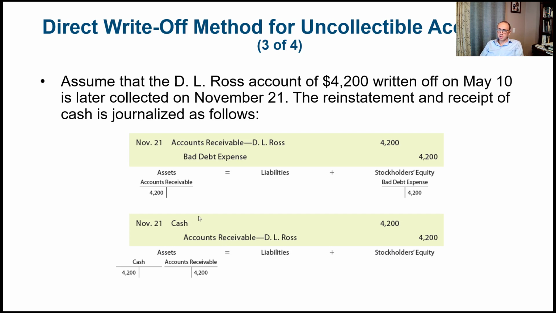And now we're making the collection, so we debit cash and we credit accounts receivable. We debit cash because cash is increasing and it's an asset, so it goes up on the debit side. We're canceling again the accounts receivable because we collected the cash, so we credit accounts receivable for the $4,200.